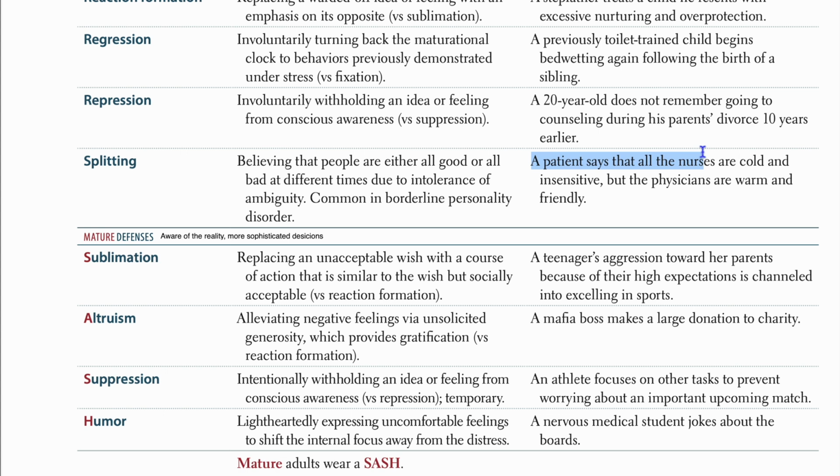So the patient says that all the nurses are cold and insensitive, but the physicians are warm and friendly. This one is pretty easy to figure out in a vignette because it's going to be right there. It's black and white with them. They'll say that when I went to this hospital, all the nurses were really horrible and terrible and hostile, whereas the doctors were really kind and warm and welcoming. That's splitting. They're splitting people into good and bad. So believing people are either all good or all bad at different times due to intolerance of ambiguity, common in borderline personality disorder.